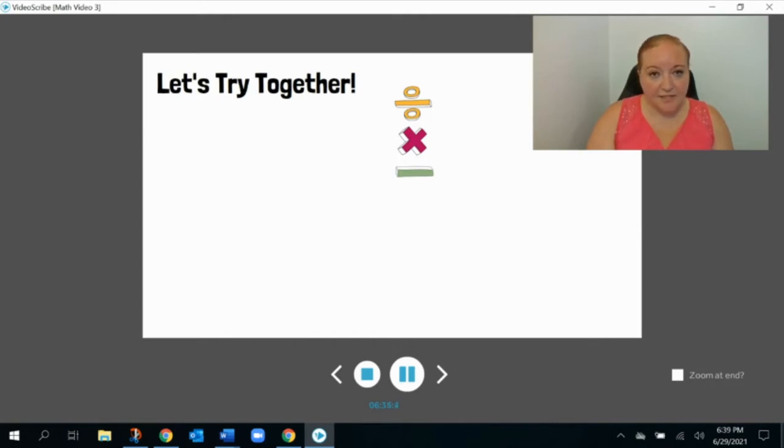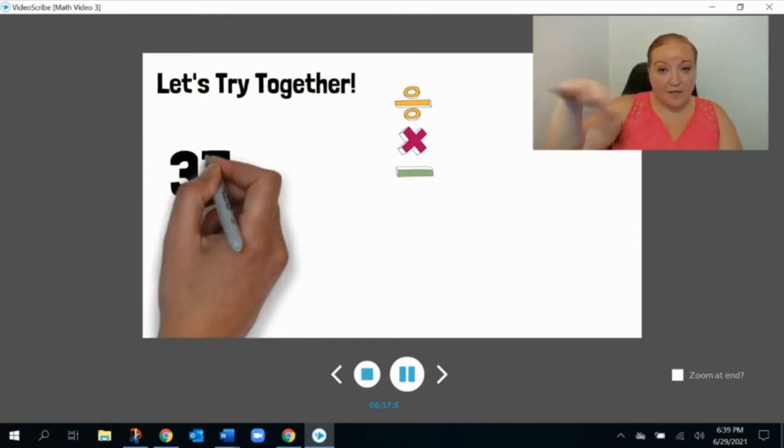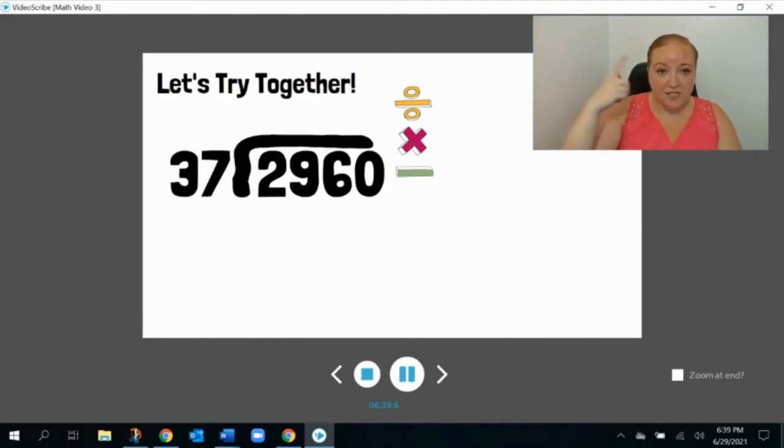Okay, we're going to get started. So let's put our division, multiplication, subtraction kind of steps back up here. We're going to take a look at 2,960 divided by 37.